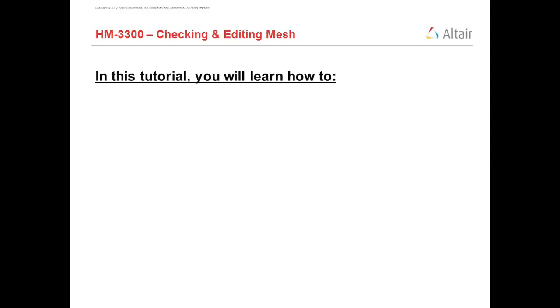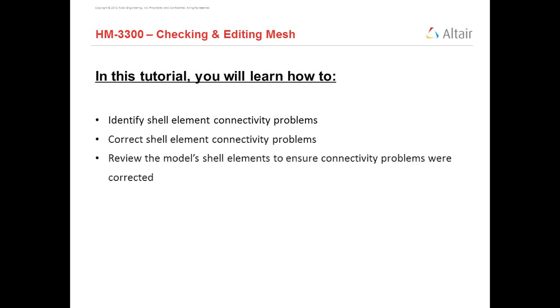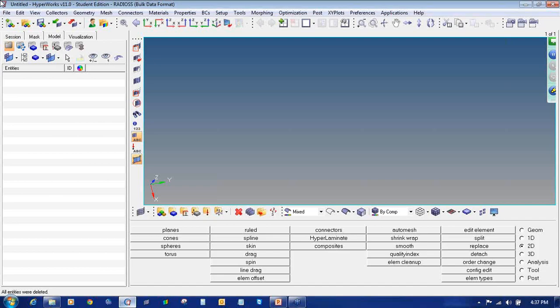Now lastly we will see how to check and edit the mesh. In this tutorial we are going to identify the shell elements connectivity problem, correct the shell elements connectivity problem, review the model shell elements to ensure the connectivity problems were corrected, and remesh the elements along the ribs, so that we will see in this tutorial.